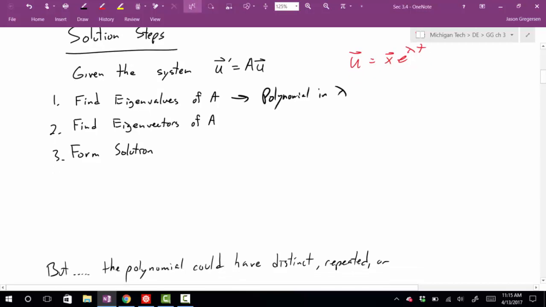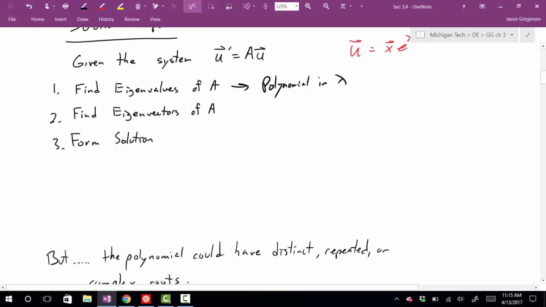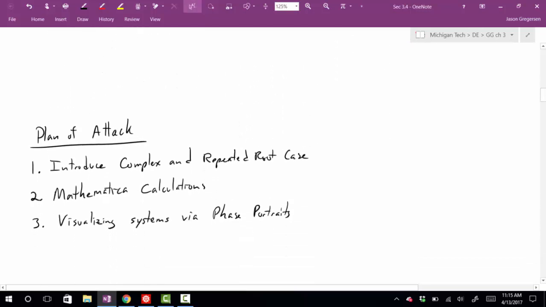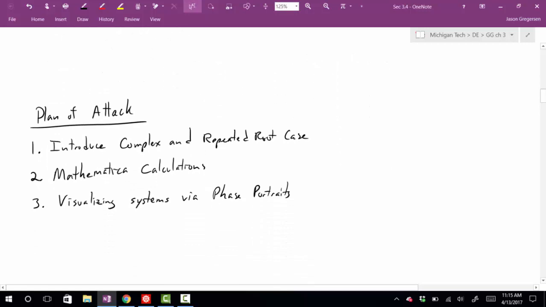All right. So polynomials could have these other cases. What do we do with those guys? General plan for today is to introduce that stuff, do a quick check with Mathematica. We probably won't get to the end. In fact, we probably won't get to the repeated root case.